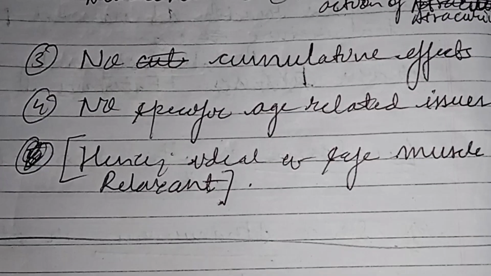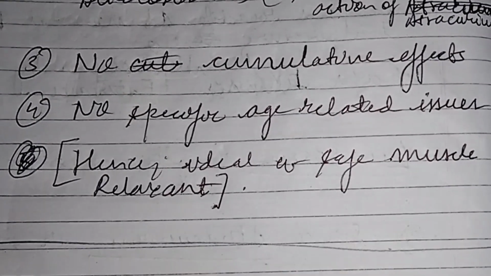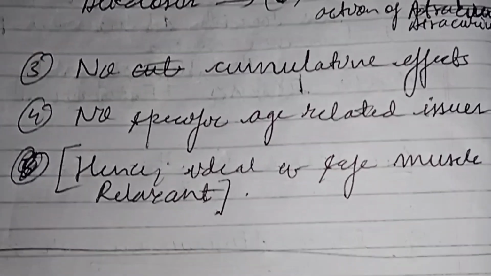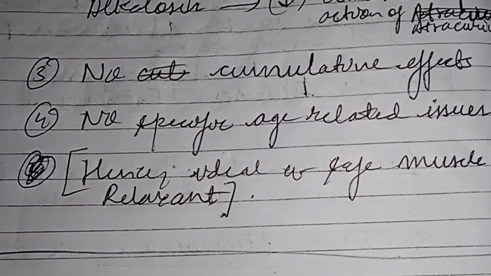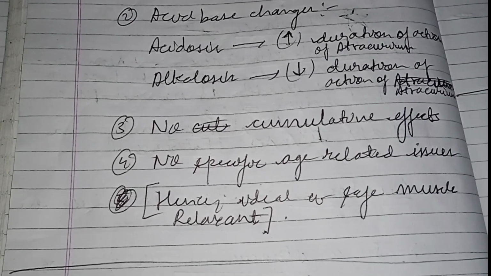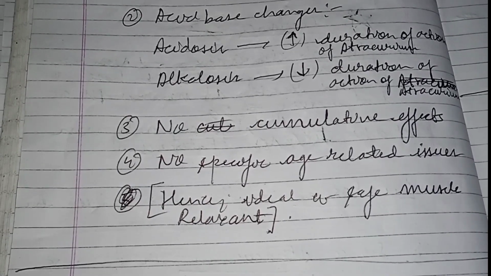There are no cumulative effects and no age-related issues, and hence Atracurium is an ideal and safe muscle relaxant to be used. So this brings us to the end of our topic of discussion, Atracurium.